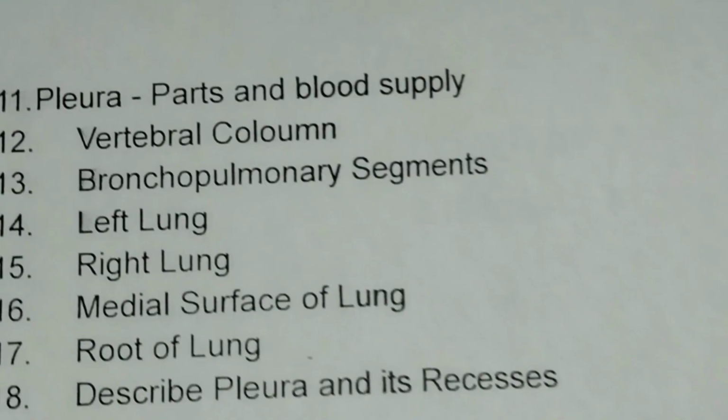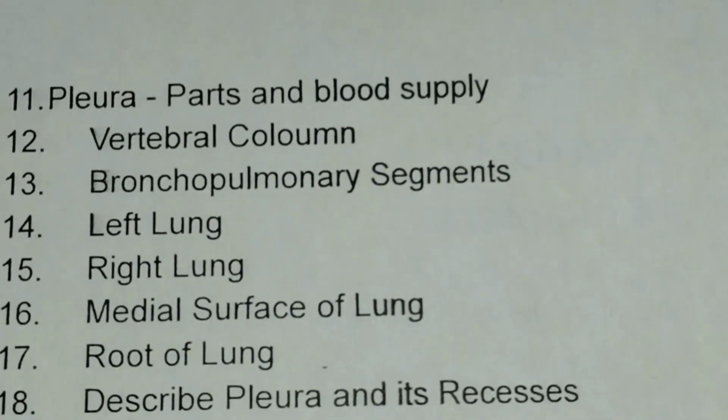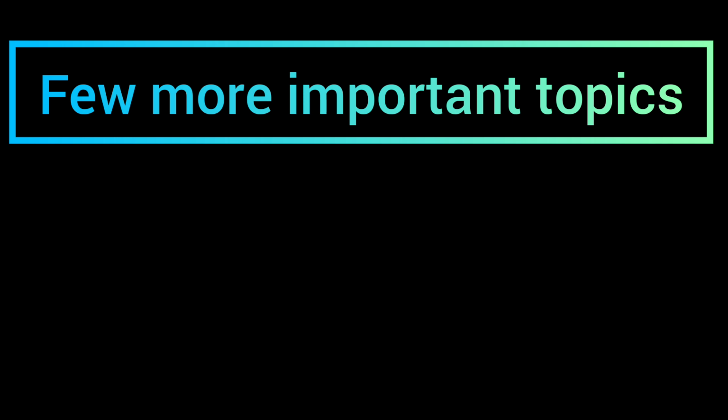Do not forget to include its parts and blood supply. 12th one, vertebral column. 13th one, bronchopulmonary segments. 14th one, left lung. 15th one, right lung. 16th one, medial surface of lung. 17th one, root of lung. And 18th one, describe pleura and its recesses. And yes, we are done with the upper limb and thorax.